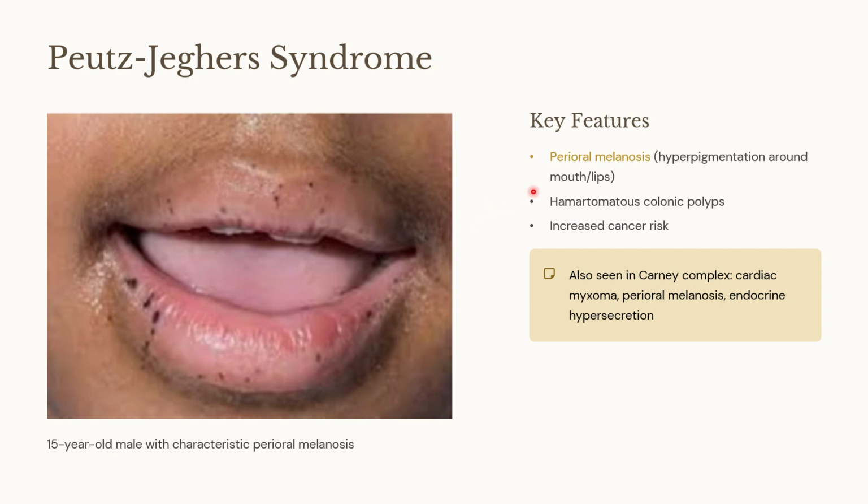Where else do we see perioral melanosis? Perioral melanosis is also seen in Carney complex. Carney complex is high yield in medical licensing exams. It is associated with three conditions: cardiac myxoma, perioral melanosis, as well as endocrine hypersecretion.